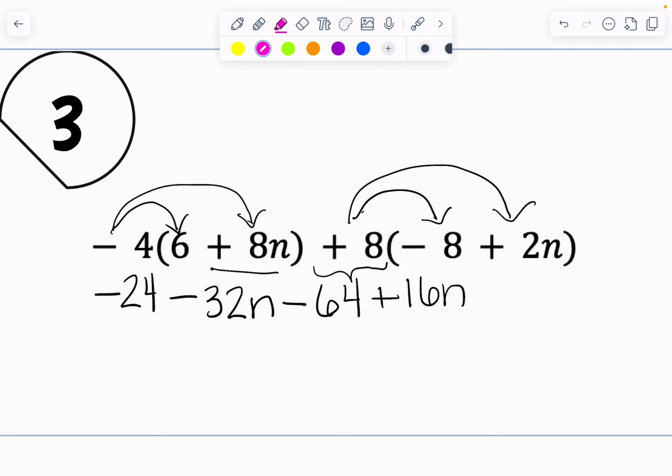I'm going to look for like terms. So again, we can ask ourselves, do I have any parentheses? Nope, I've cleared out my parentheses. That's the very first step you always want to do. My next step is to combine any like terms. So when I look at this, I see I have -32n and positive 16n.